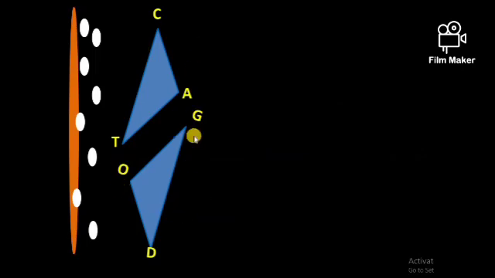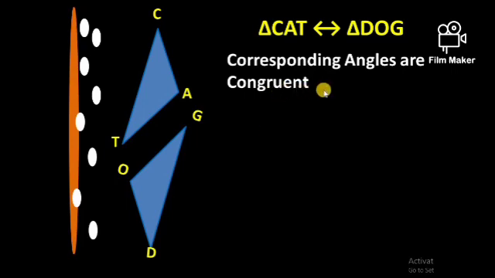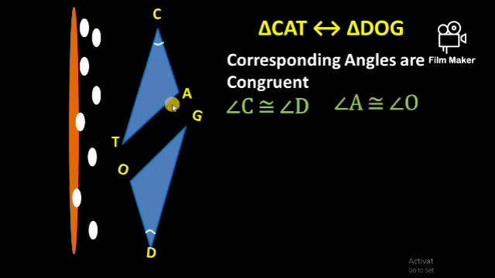Let us consider the same figure, triangle CAT and triangle DOG. Kanina, sinabi natin na triangle CAT corresponds to triangle DOG. At kapag ang mga corresponding angles ay congruent, katulad ng angle C is congruent to angle D, angle A is congruent to angle O, and angle T is congruent to angle G, tingnan niyo po ang mga markings. Kung anong markings ang magkaparehas, ibig sabihin sila ang magkaparehas ng sukat.